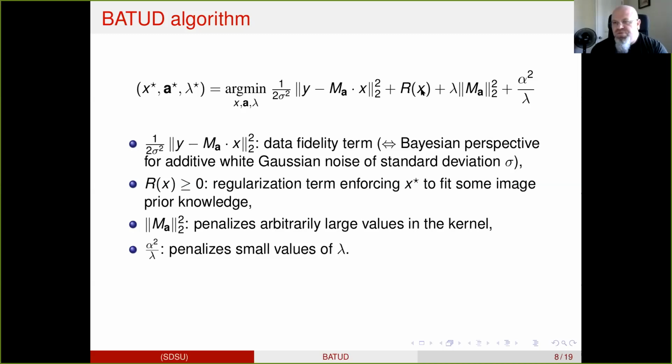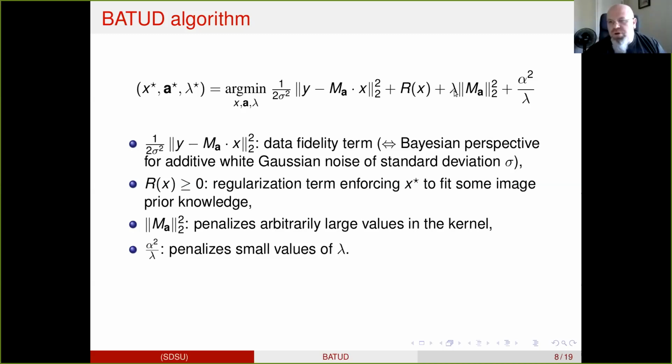The second term, R of x, that's my regularization term, in order to just make the problem well posed. There are several options for that, and I will explain in the next slide the one we chose. The third term here, M_A, is basically the energy of the kernel. The idea here is we don't want to have the kernel go crazy, right? So this one will help in the estimation of the parameters A, okay? This one constrains the kernel to stay in a nice shape, I would say.